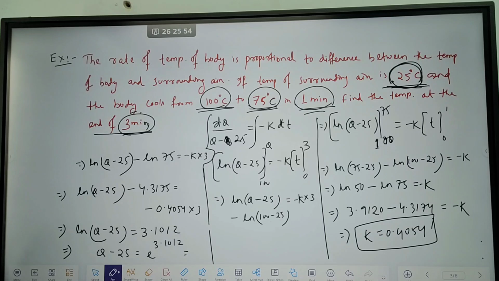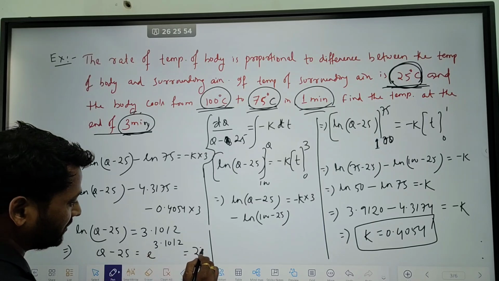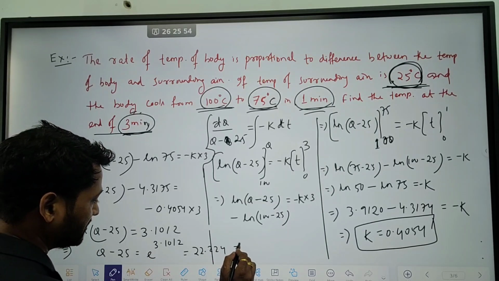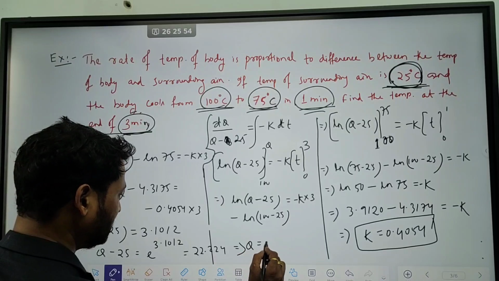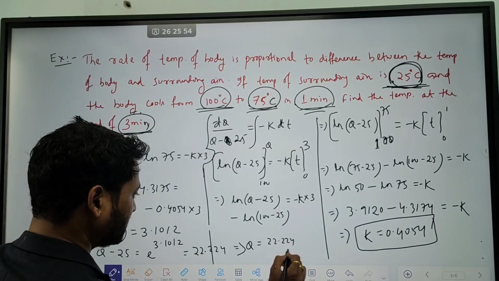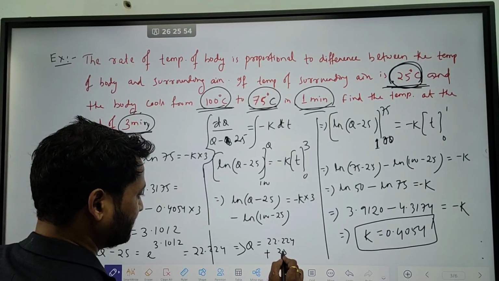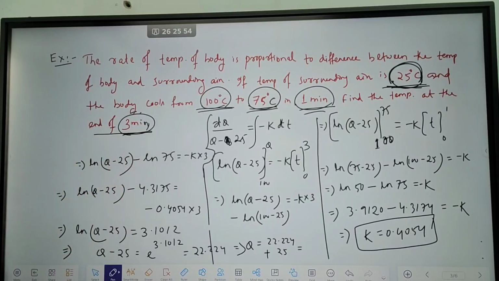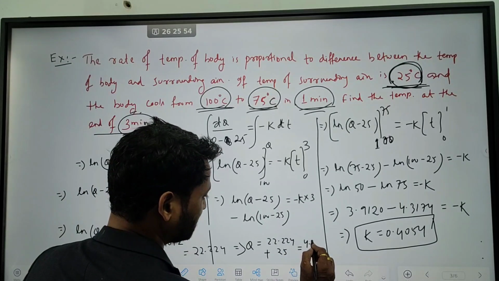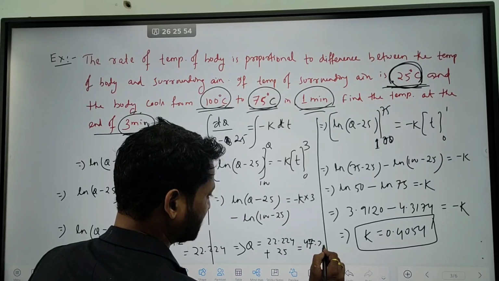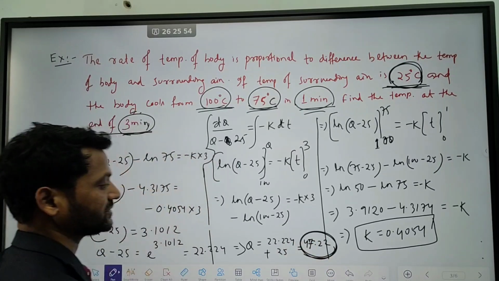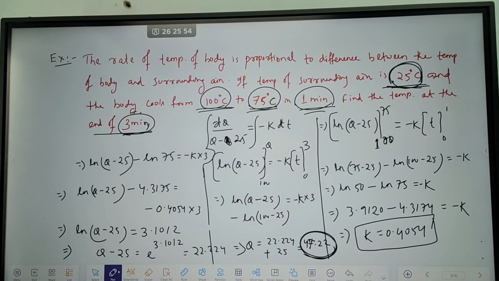So e to the power 3.1012, use calculator. Let me get the answer from calculator. It is coming 22.224. So theta will be 22.224 plus 25. So your final answer is 25 plus 22, I think 47. So it is coming 47.22. 47.22 is your final answer. I hope it is clear, note this down.